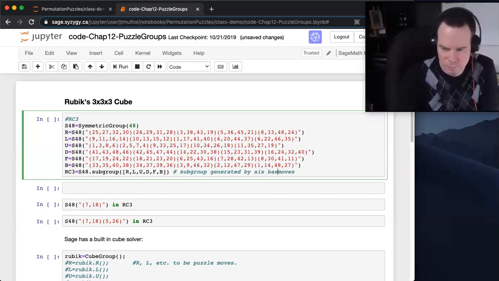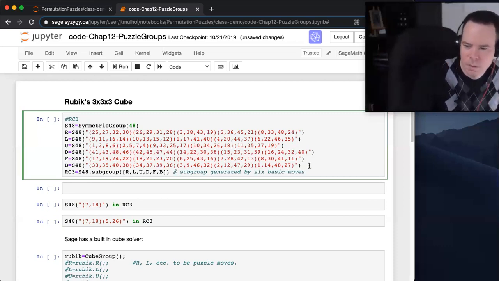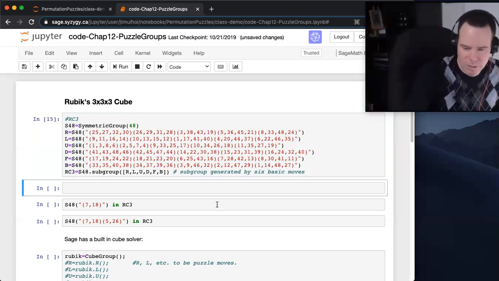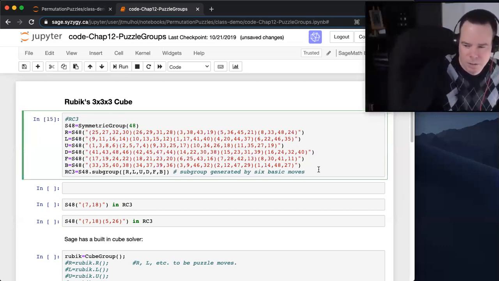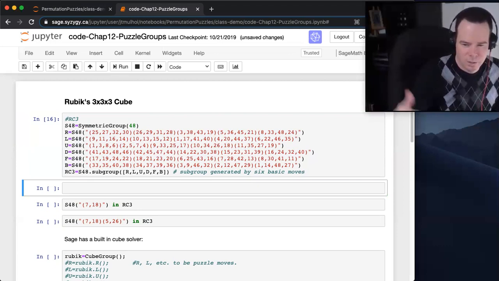And I'm calling that RC3, Rubik's Cube, the 3x3x3 case. I have my cursor in the window and I do a Shift Enter. Now you can see that this highlighted box comes to the next execution cell. That means I've stored in memory RC3 to be this group.